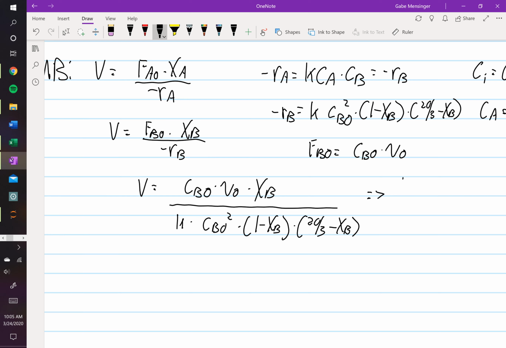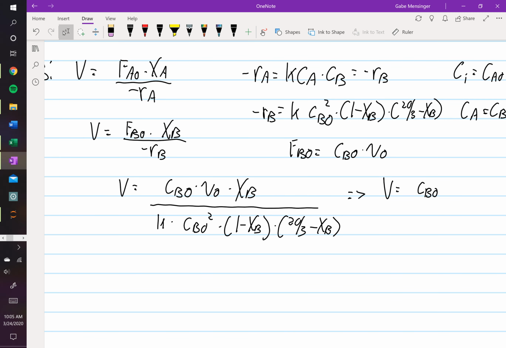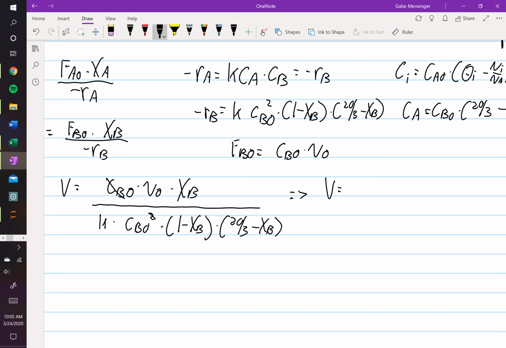We can rewrite this to be equal to CB naught. Nope, that cancels. Sorry. Come on. There we go. So we'll cancel out one of those terms. V is equal to V naught times XB over k CB naught times 1 minus XB times 20 over 3 minus XB.